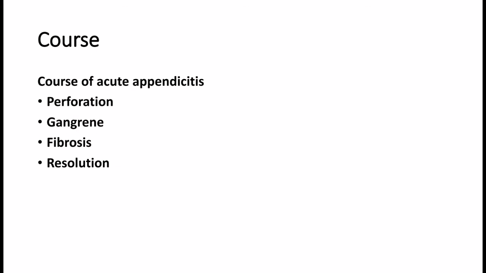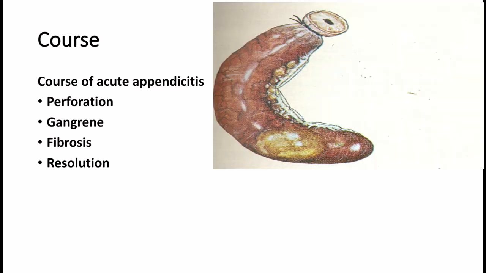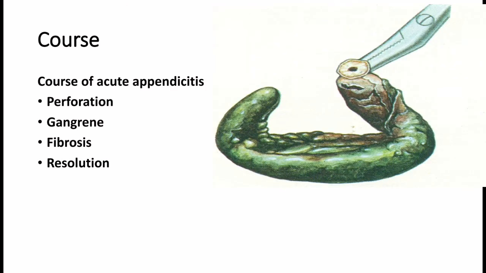Course of acute appendicitis. It may end in perforation, gangrene, fibrosis or resolution. This picture shows perforation in appendix. This one shows the gangrenous appendix.